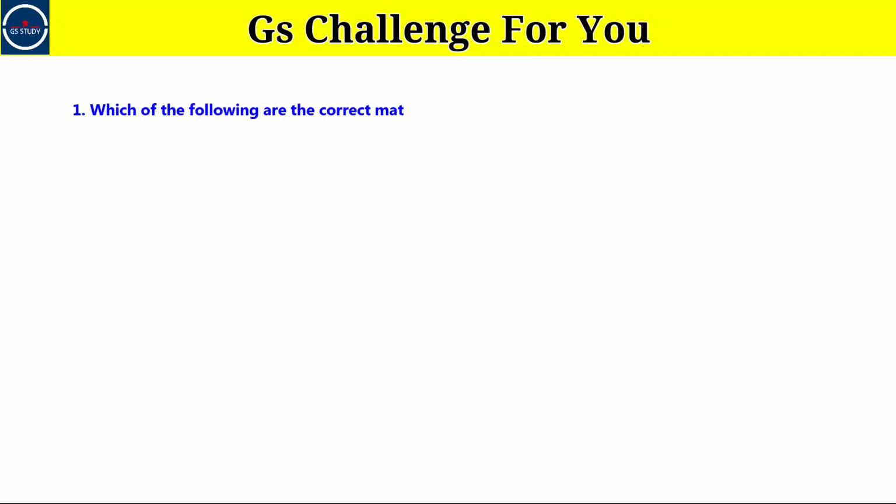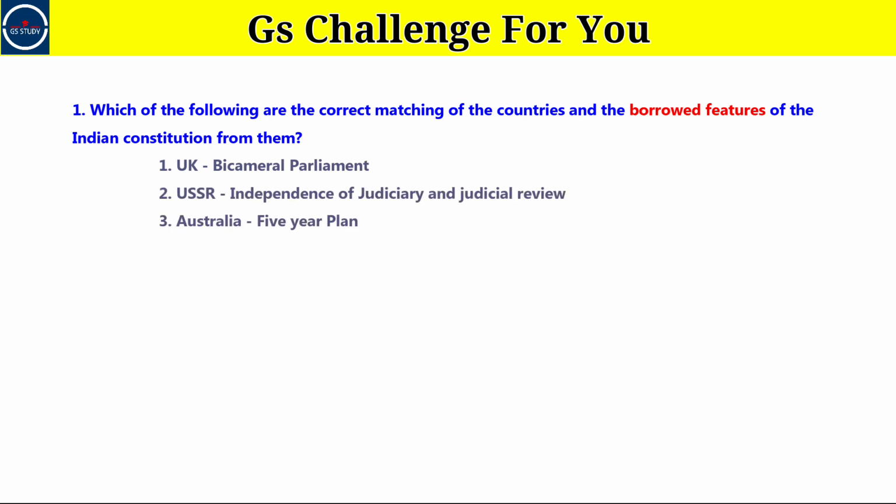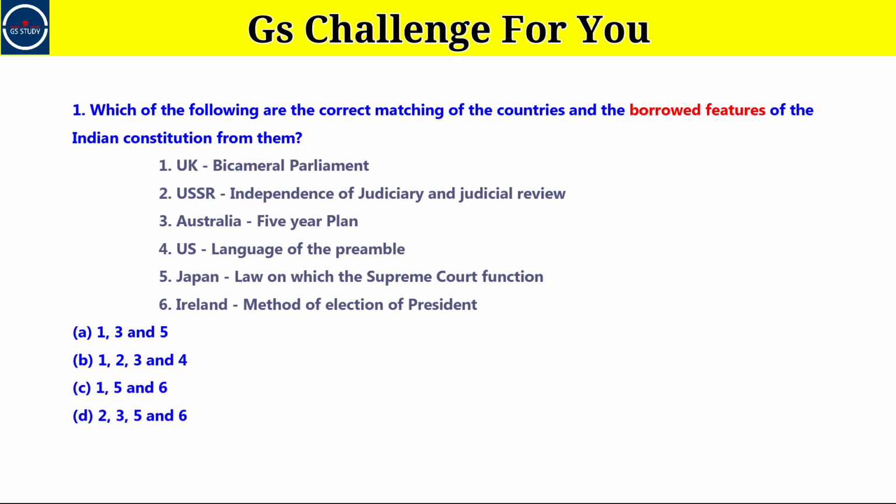1. Which of the following are the correct matching of the countries in the borrowed features of the Indian Constitution from them? 1. UK, bicameral parliament. 2. USSR, independence of judiciary and judicial review. 3. Australia, 5-year plan. 4. US, language of the preamble. 5. Japan, law on which the Supreme Court function. 6. Ireland, method of election of president.